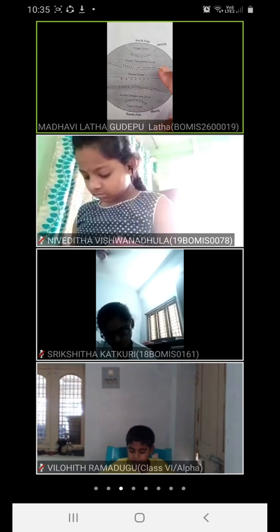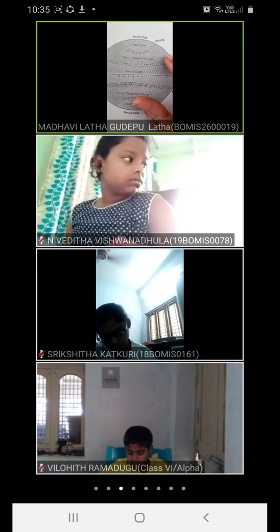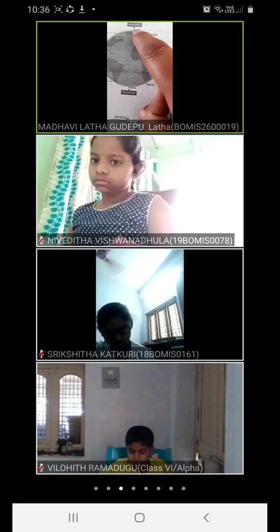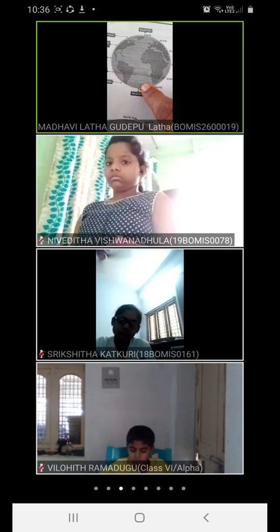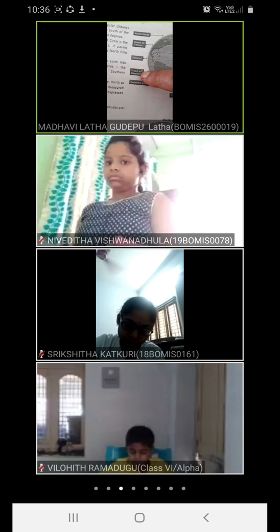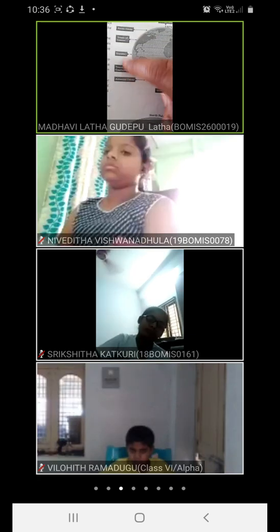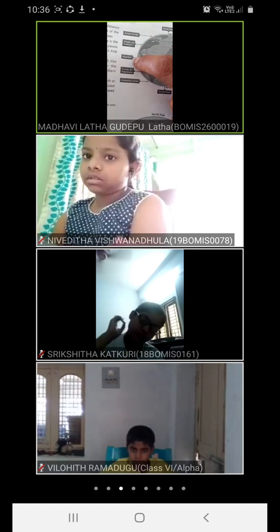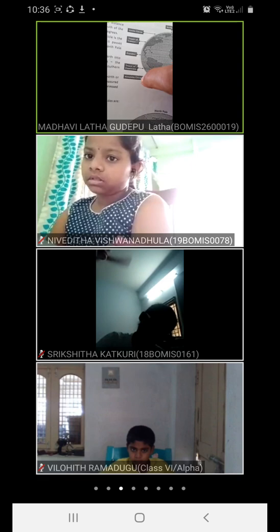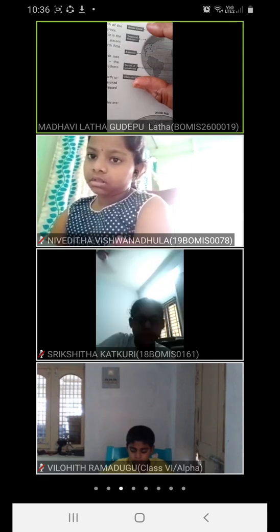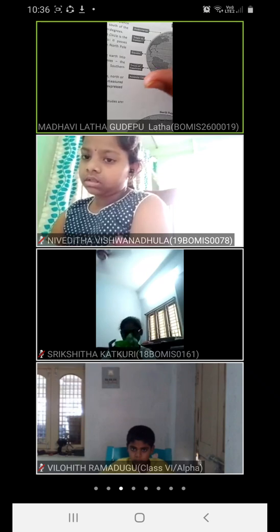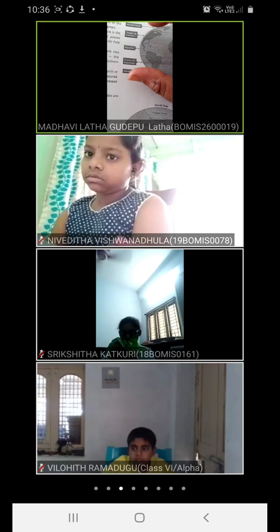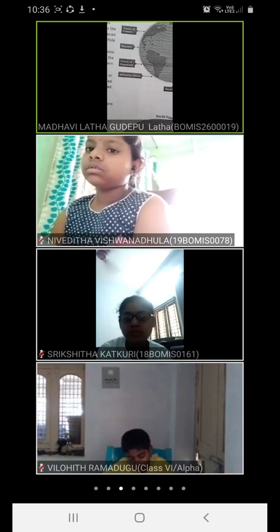These are the imaginary latitudes, but we have given some important names for these latitudes. Now you can see here North Pole. Children, can you see North Pole, South Pole, and also all these important latitude names: Arctic Circle, Tropic of Cancer, Equator, Tropic of Capricorn, and Antarctic Circle. These are the important latitudes which we can see on the globe, but these are imaginary latitudes which we can see on the earth.